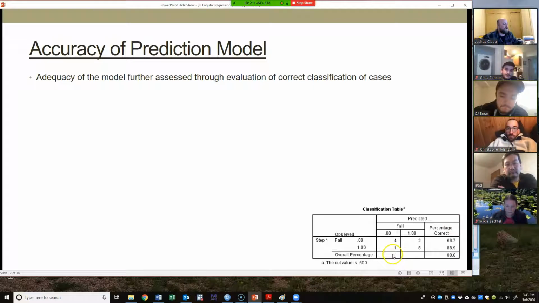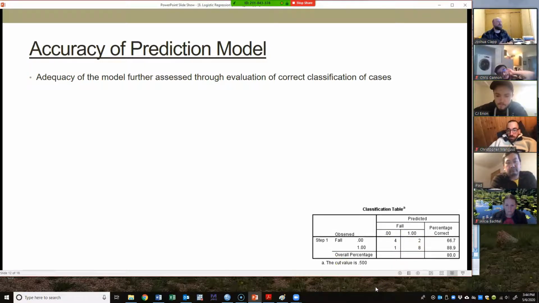Same thing here, we're calling this a false negative because the prediction and the observed were off. In what direction here? You predicted that there wouldn't be a fall, and there was. Yeah, right. So these are misses, these are hits.